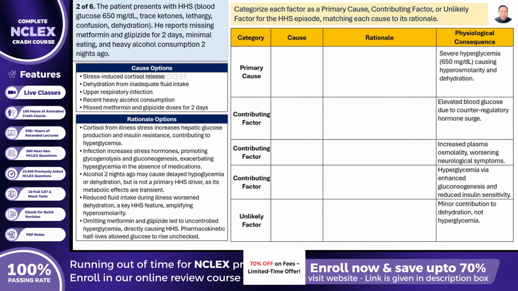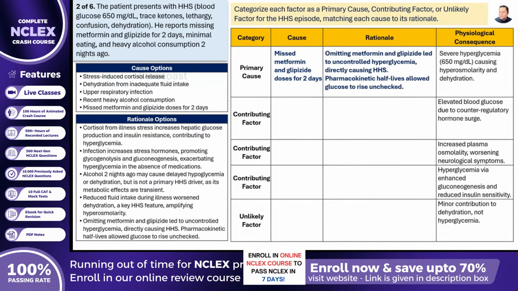Now, what do you think would be the primary cause for the patient's HHS? So I want you to carefully look into the drop-down options here. So the answer to this one is missed metformin and glipizide doses for 2 days. That's the main reason. And the rationale for this one is omitting metformin and glipizide led to uncontrolled hyperglycemia, directly causing HHS. Pharmacokinetic half-lives allowed glucose to rise unchecked.